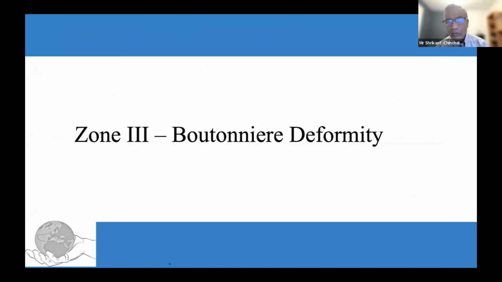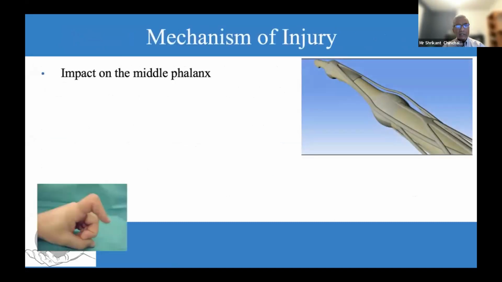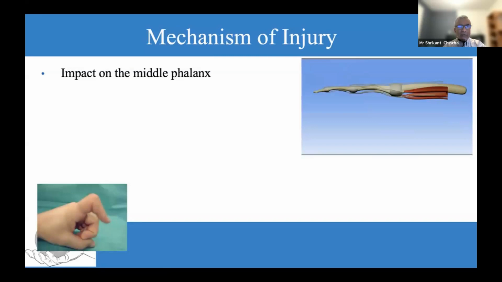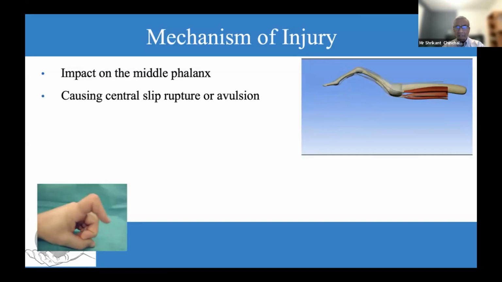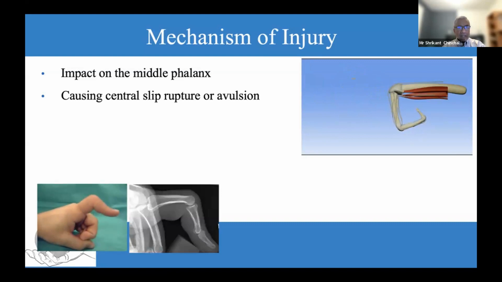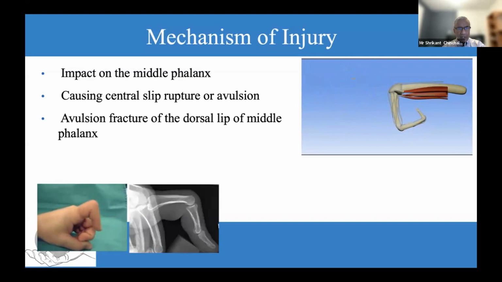Now we'll discuss the zone 3 management. So looking at the mechanism of injury, we know that it's often caused by impact on the middle phalanx. And as a result, the central slip ruptures, either with pure tendon rupture or avulsion with an associated fracture. And often you'll see that patients have an inability to extend the PIP joint, as you see in the video on the left-hand side.